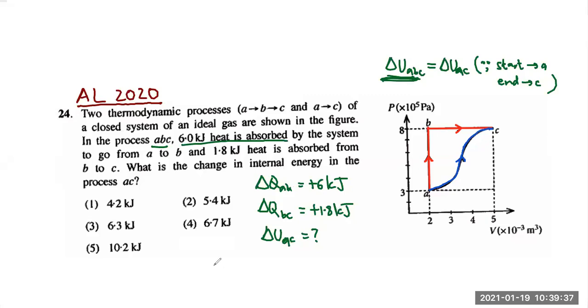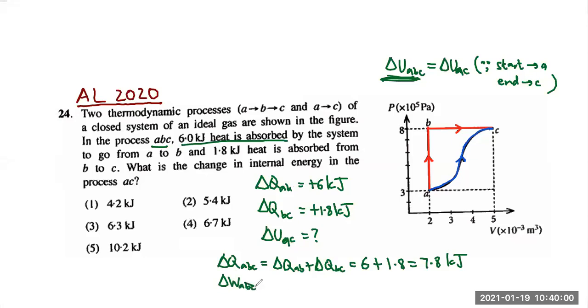Okay, fine. So first of all, delta Q ABC is equal to delta Q AB plus delta Q BC. So what are the values? 6 plus 1.8, and therefore it's 7.8 kilojoules. And when you talk about delta W ABC, it is delta W AB plus delta W BC. We all know delta W AB has to be zero. Why? There is no volume change. Constant volume, therefore delta W for that is zero.